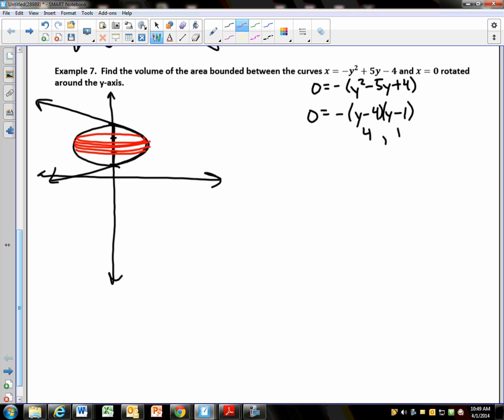If you slice it like that, instead of getting a nice circle, you're actually going to get a kind of nasty ellipse type shape. It's going to be difficult to find the area. Okay.